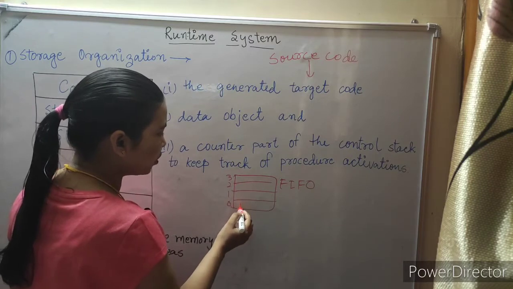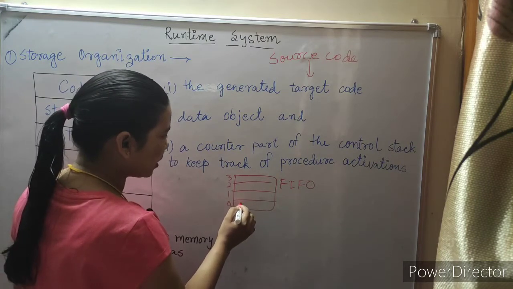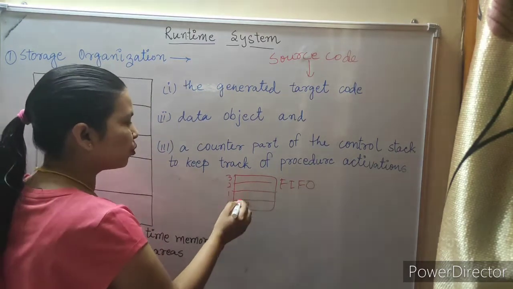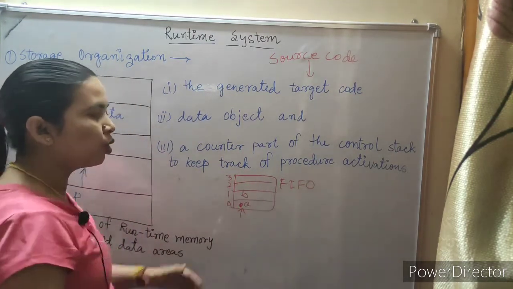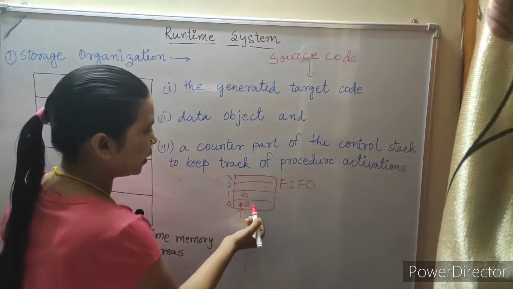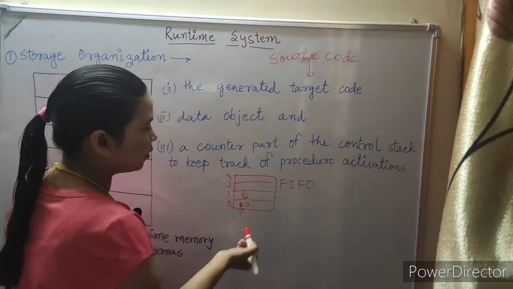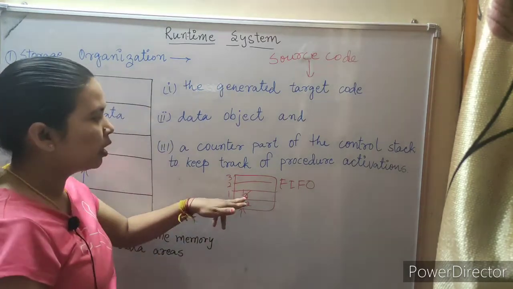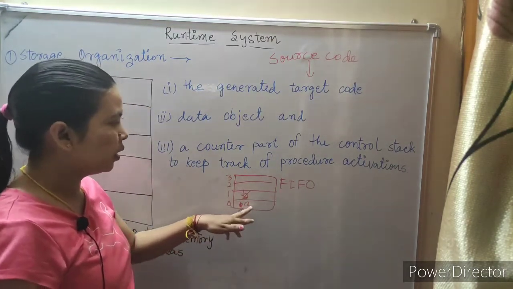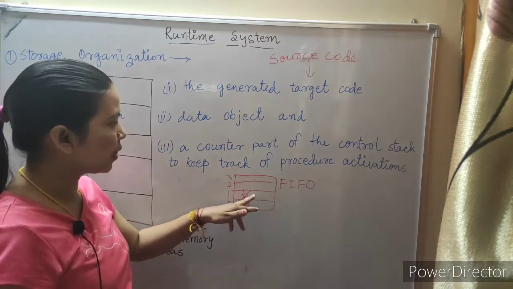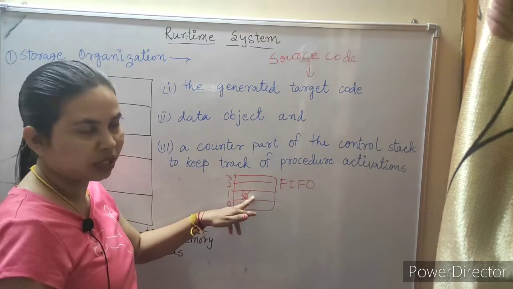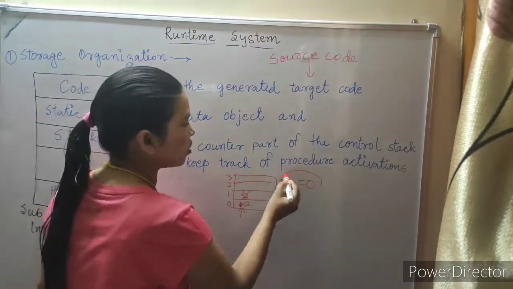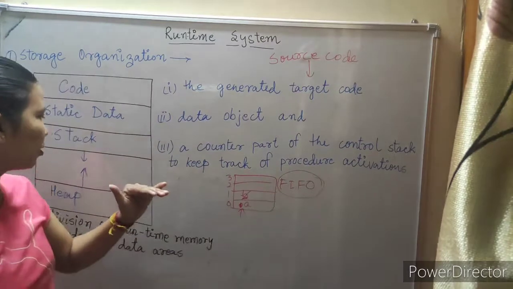Suppose at place 0 I am storing A, and afterwards I want to store B. Now I want to remove B. So whatever data I have stored, this one we will remove first. So that is first in, first out. This one we are entering first, and then the second. Now it is first, so it goes out first. So it is first in, first out, which we are following in the stack.